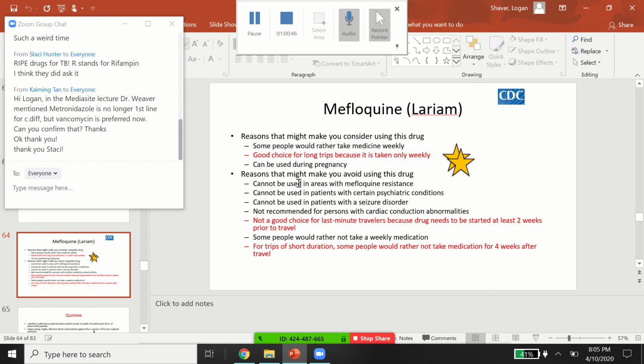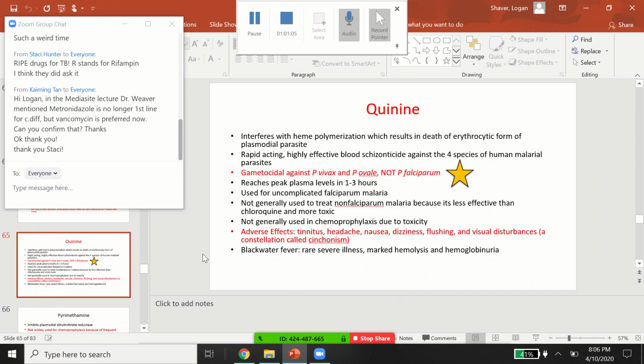So put the stars there for that. It's not a good choice for last minute travelers because they have to be started at least 2 weeks prior to travel. And for trips of short duration it's not good because you'd have to take that medication for 4 weeks after travel. So it's like the opposite of that one we just talked about, basically.